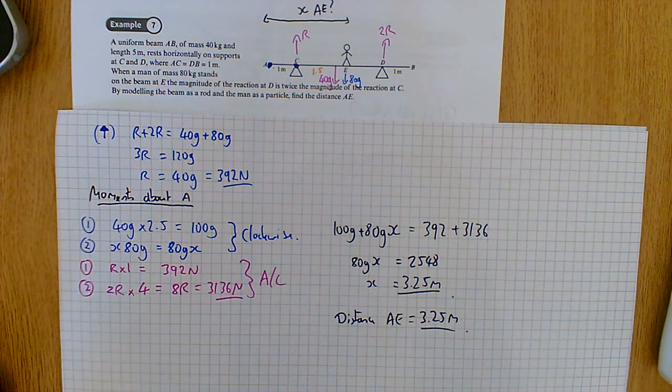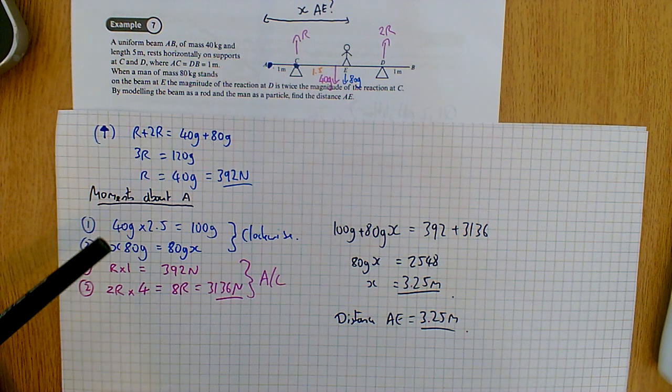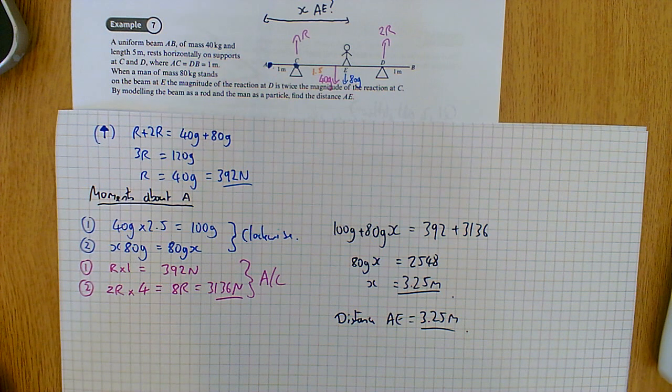The key idea here: resolve vertically, then take moments about any point. It might make sense to take moments about a point where there's a force you don't know, to eliminate that force if it's going to give you an equation with two unknowns, but it should really work at any point you take along the beam.